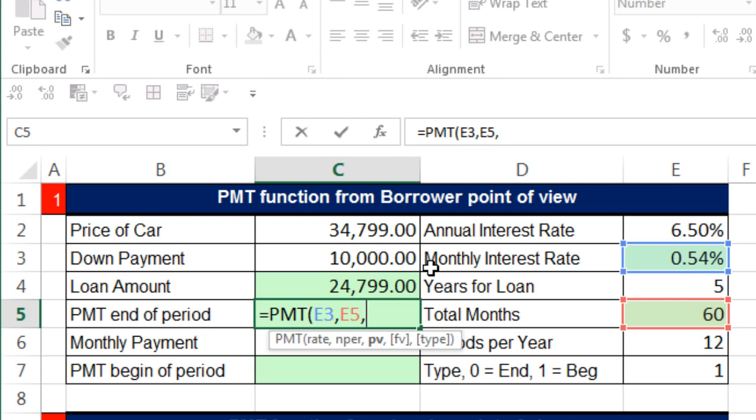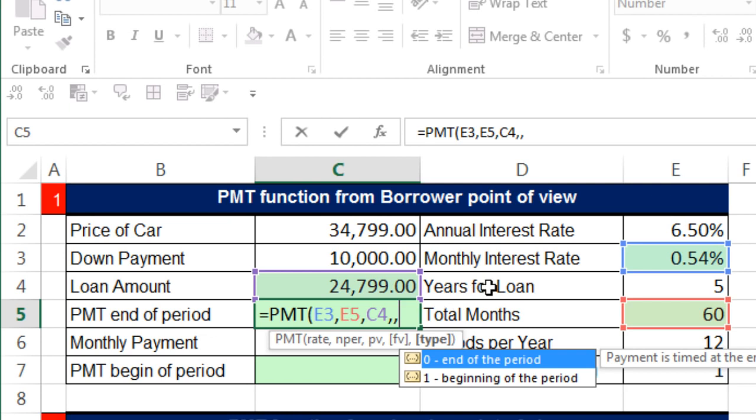You say, hey bank, can I have some money? And they give it to you. So that is a positive. Even though for that fraction of a second you get it and then you give it to the car dealer, it's still positive from your point of view. All right, now the remaining arguments, future value, that's if you had a balloon payment at the end.